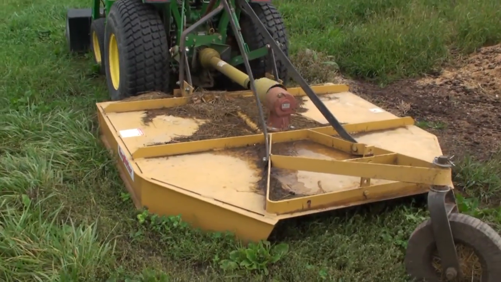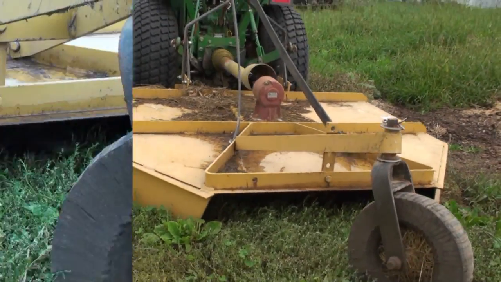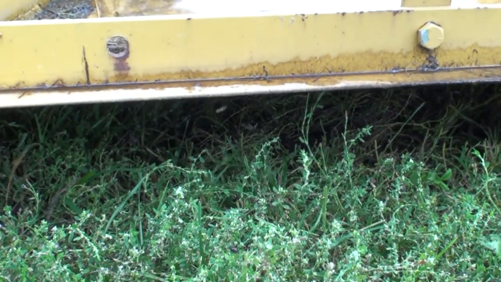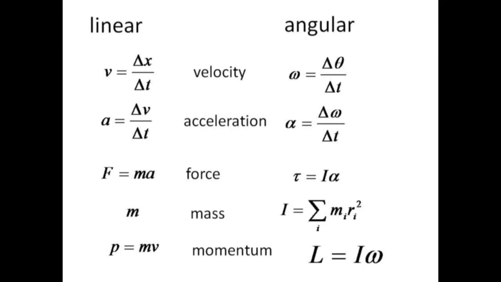In the second part of this lab, we will investigate the conservation of angular momentum. The blade on this mower has a large amount of angular momentum and is difficult to stop. As we run down the list comparing linear with angular quantities, we see that linear velocity becomes angular velocity, omega, linear acceleration becomes angular acceleration, alpha, force becomes torque, tau, and mass becomes moment of inertia, I.